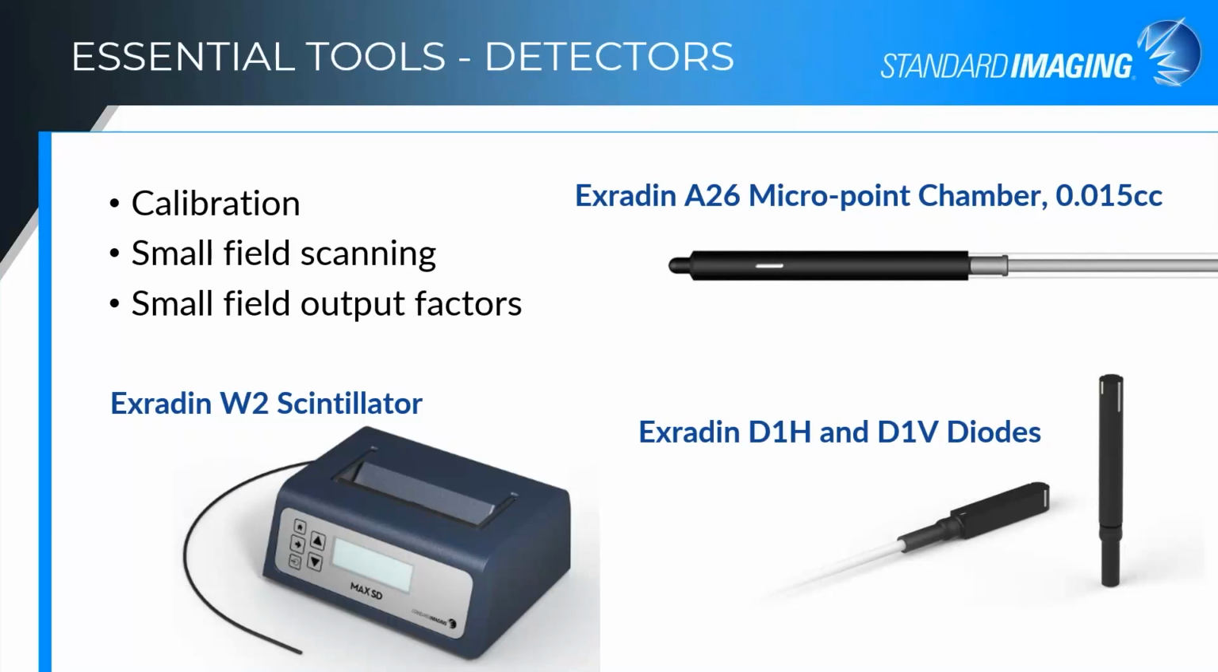The W2 scintillator is also a very popular item for small fields because the scintillator is water equivalent. And so the W2 has a beam quality correction factor, KQ, of 1, unity. So you don't have to worry about the change in your energy spectrum as you get down to these small fields, with things like source occlusion and the change in the penumbra due to the energy changes, or lateral scatter problems, because it really truly is water equivalent.